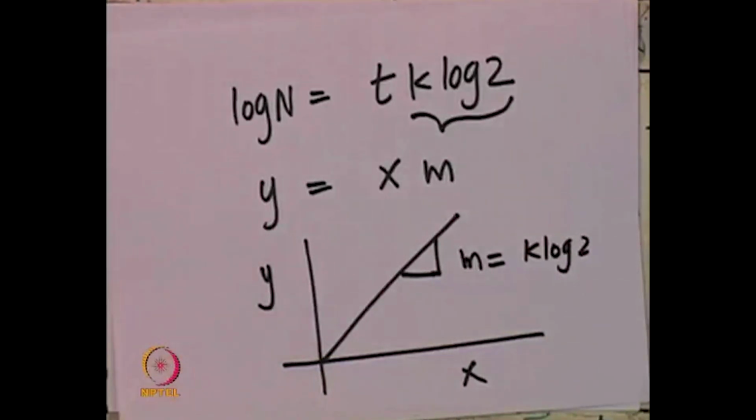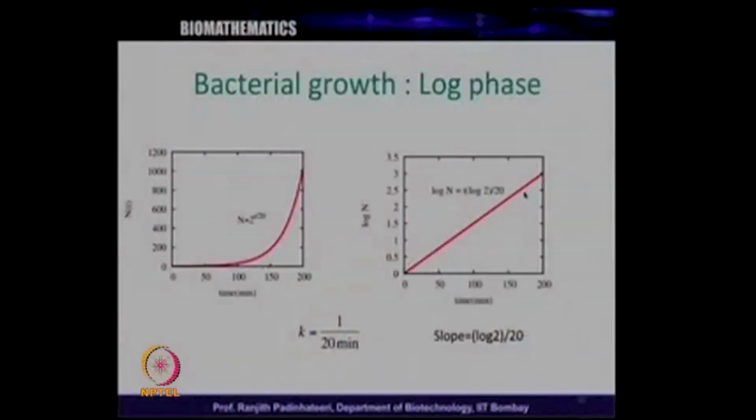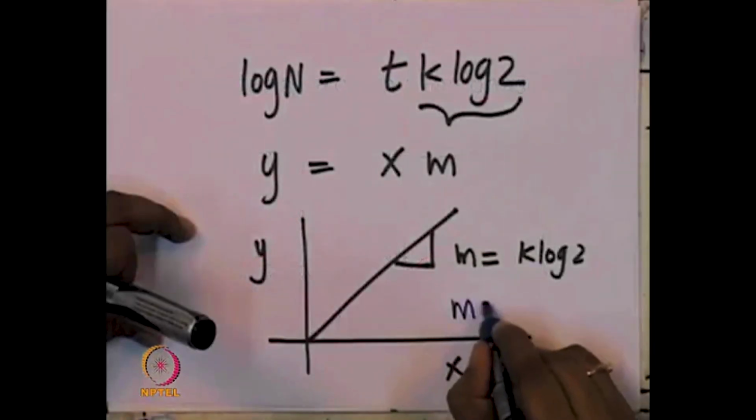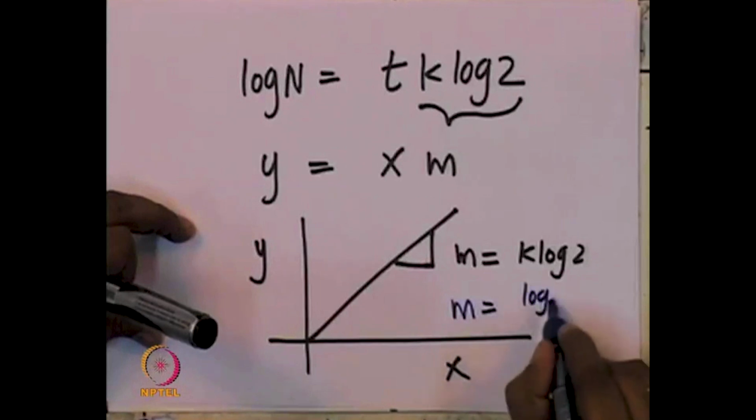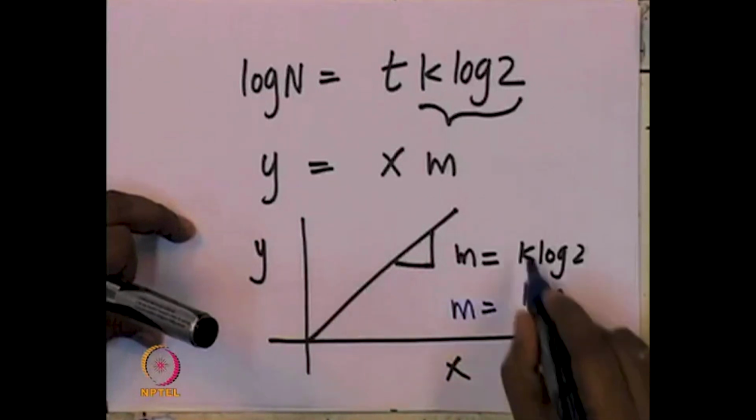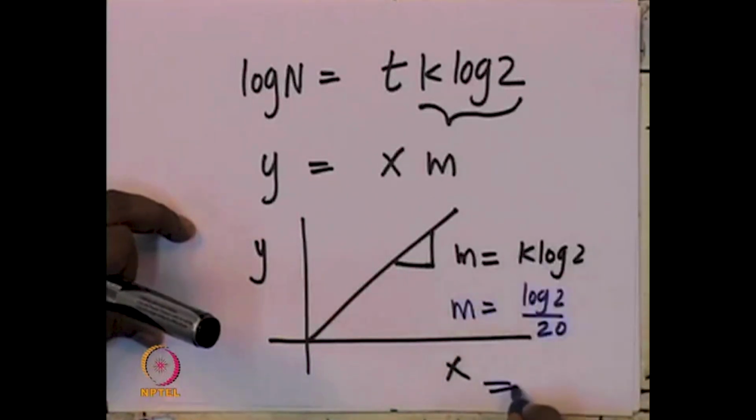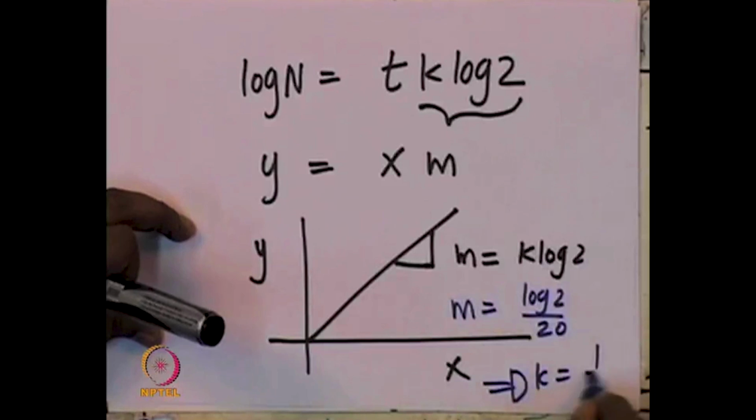Now, if you look at this slide, what you had got is the slope as log 2 by 20. So, the slope we had got from this is log 2 by 20. Instead of k log 2 here, the slope we got is log 2 by 20. That means k is 1 over 20.